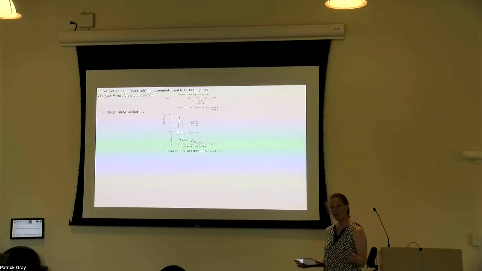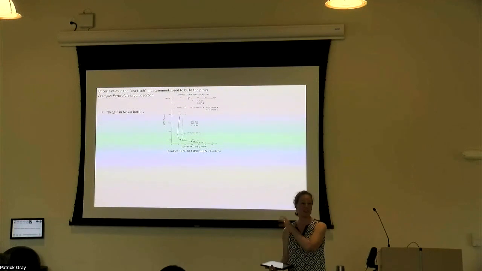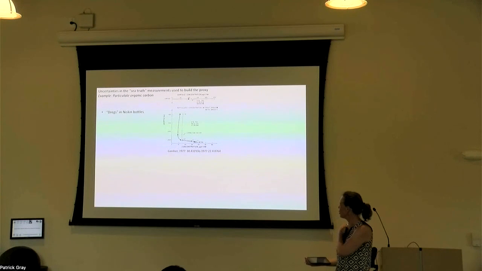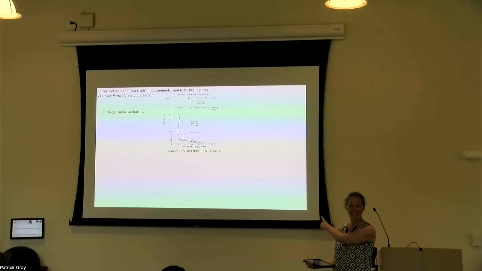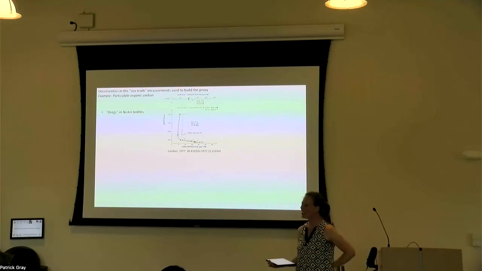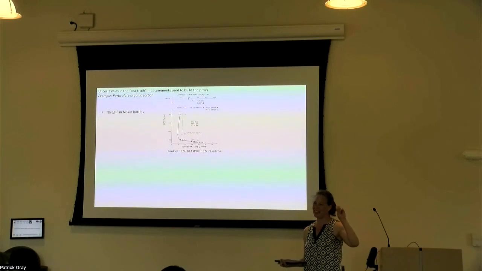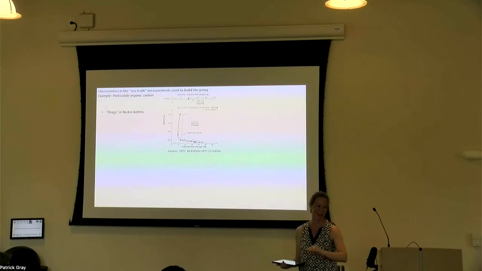So just stepping through some of the major issues, but just in this one thing, you want to think about your C-truth measurements. A very early issue that was recognized, this is a 1977 paper from Gordon, looking at the POC concentration measured in Niskin bottles with and without the dregs, which is what collects in the Niskin bottle below the spigot, material that settles out before you're done sampling.